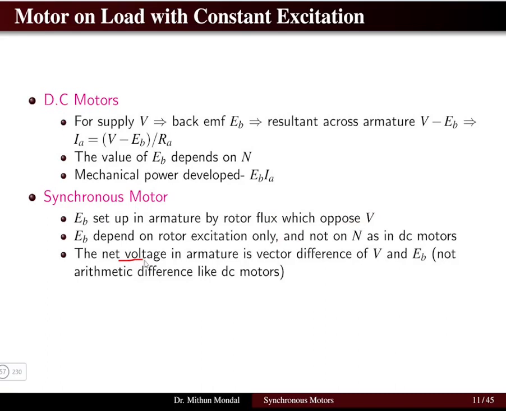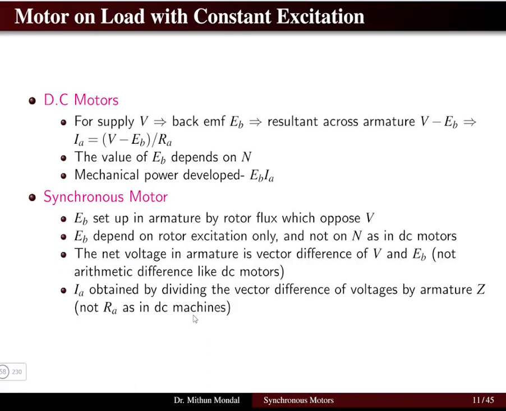Also the net voltage in the armature is basically the difference of the vectors V and EB. So in DC motor we had the scalar subtraction, whereas here we have the vector difference. So that is the main difference between the DC motor and the synchronous motor.